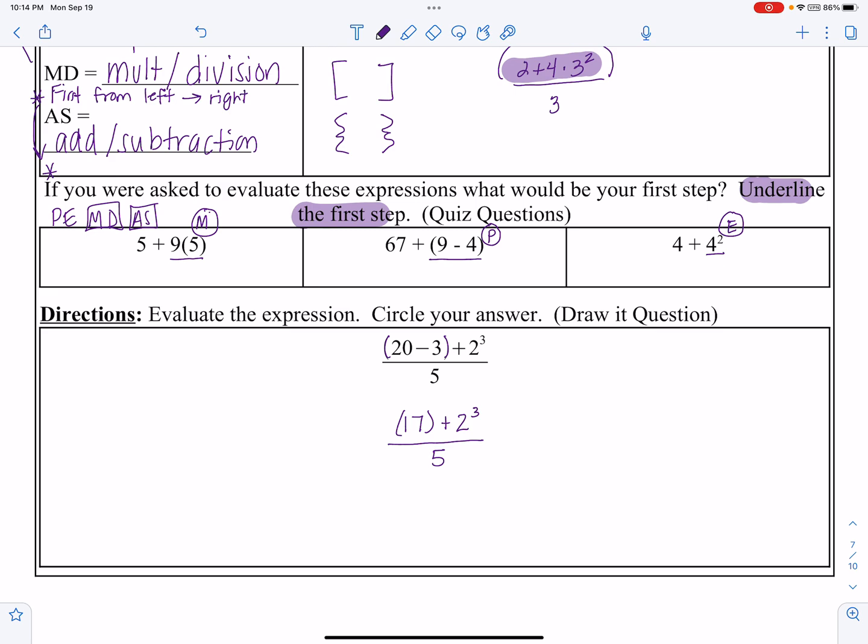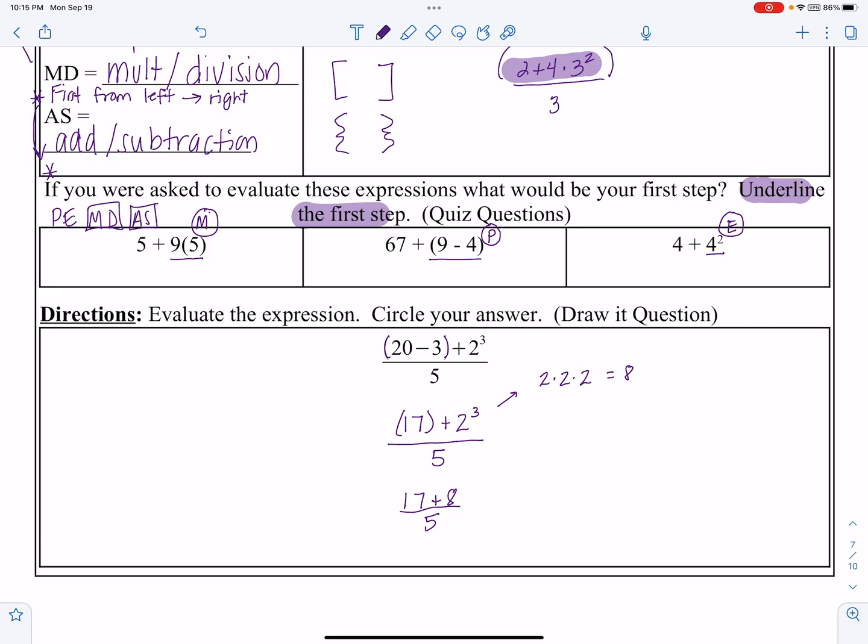Now my parentheses are taken care of, so I do my exponents. I'm doing 2 to the 3rd. Remember, this is 2 times 2 times 2. 2 times 2 is 4, and 2 times 4 is 8. So I'm going to rewrite again. I have 17 plus 8 all over 5. Now I have my addition on top so that I can finally divide.